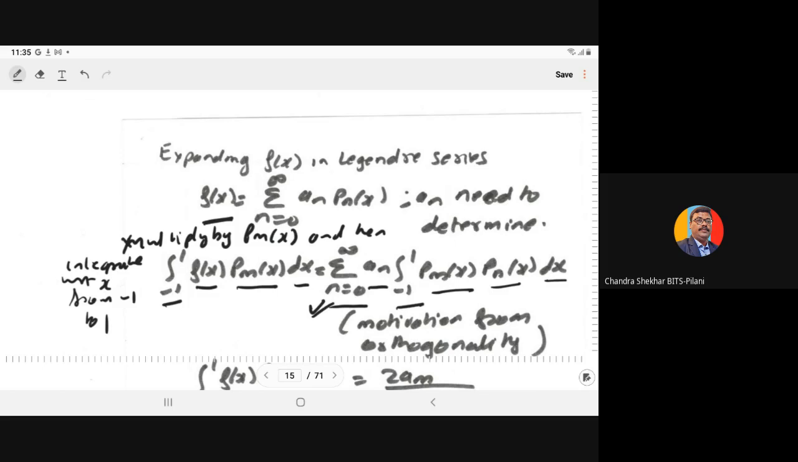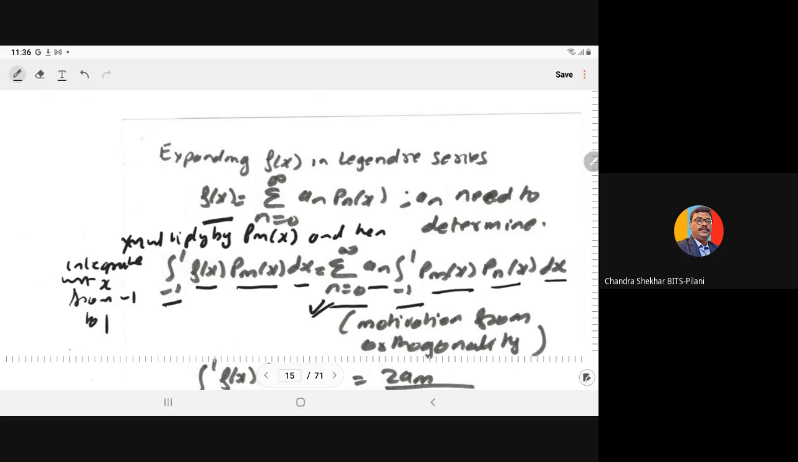M minus 1, m plus 1. So for the m, we have the Pm, right? And for that, the integral is what? 2 upon 2m plus 1. Otherwise, all the integrals are 0.